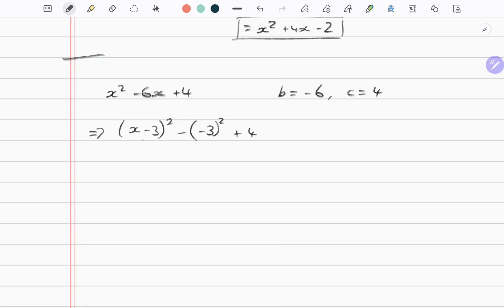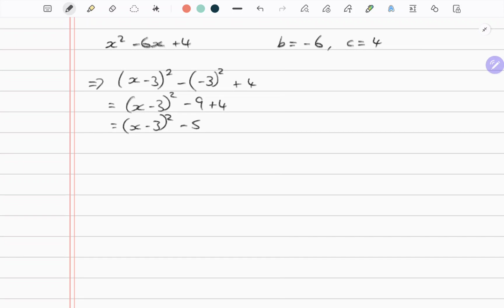So let me just reiterate there. We're halving that value of b, which gives minus 3. We're then going to take away the square of that. So that leaves us with minus this square here, plus the 4. So that would equal x minus 3 squared minus 9 plus 4. Again, let's just tidy a bit further. And we're left with x minus 3 in the bracket squared minus 5.